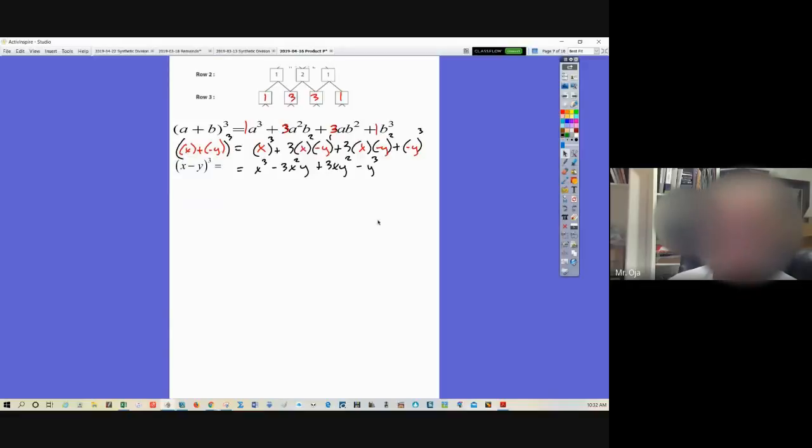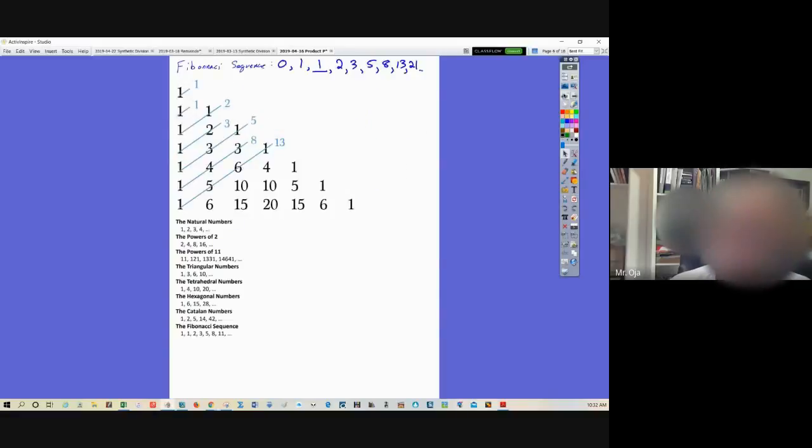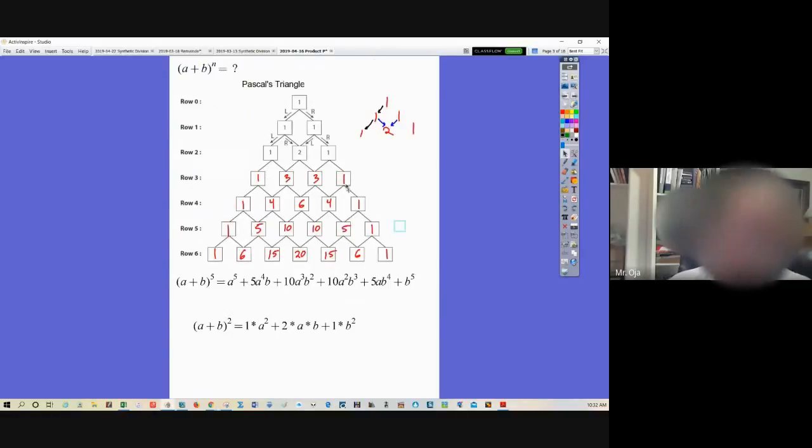He has you do cubes on there too, right? So let's try, I'm going to scoot up a little bit. Let's try one like that. How about like 10x minus 9 cubed? Okay. So first of all, we have to look at what our row 3 looks like in Pascal's triangle, because I'm taking my binomial to the power of 3, right? Well, if we go back to our Pascal's triangle, row 3 has the coefficients 1, 3, 3, 1, right?